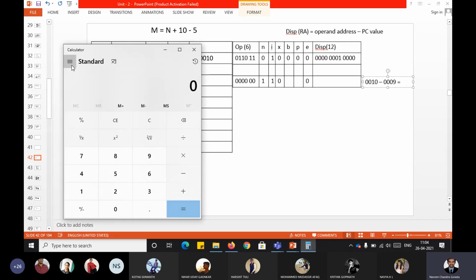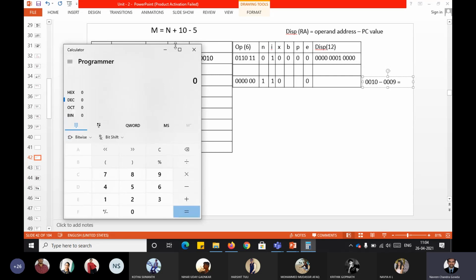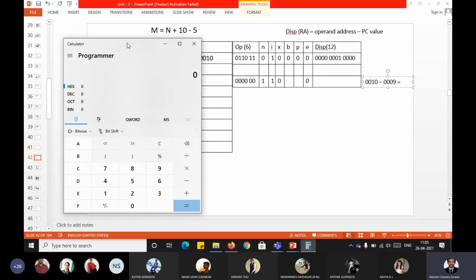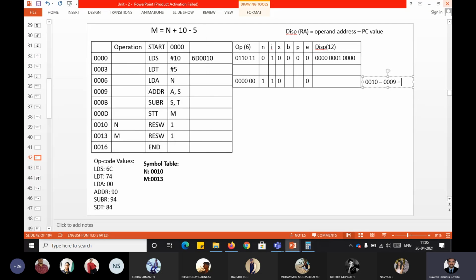If you want, I'm just showing you right here. So it is in hexadecimal. In hexadecimal, 10 minus 9 is equal to what? 7. It is the same as 16 in decimal minus 9, which is 7. So what are we getting? 0007, only two zeros followed by 7. Students, are you understanding?